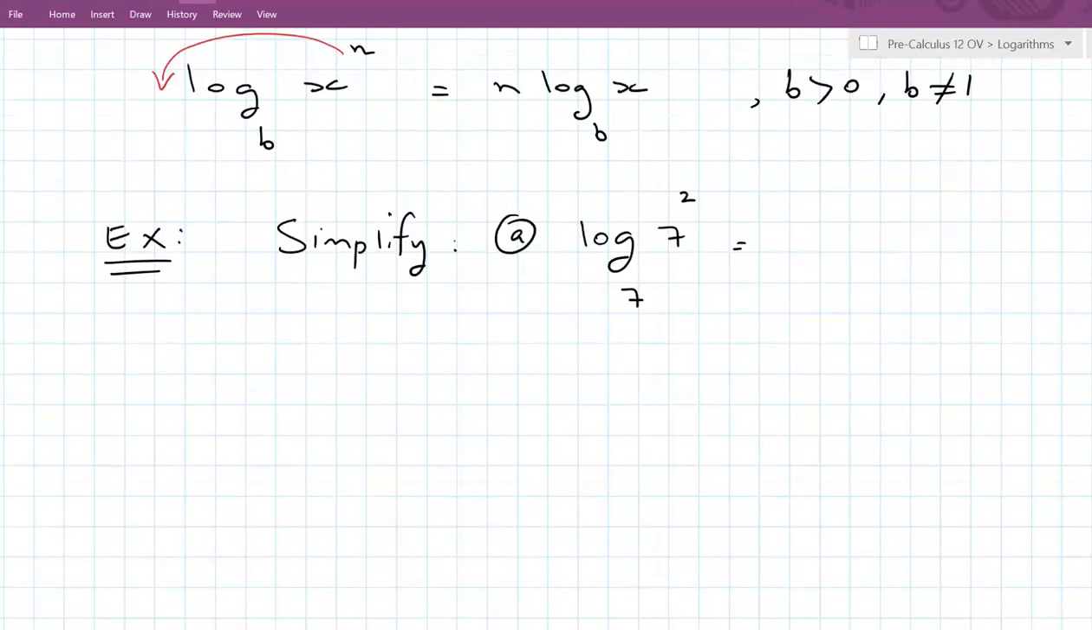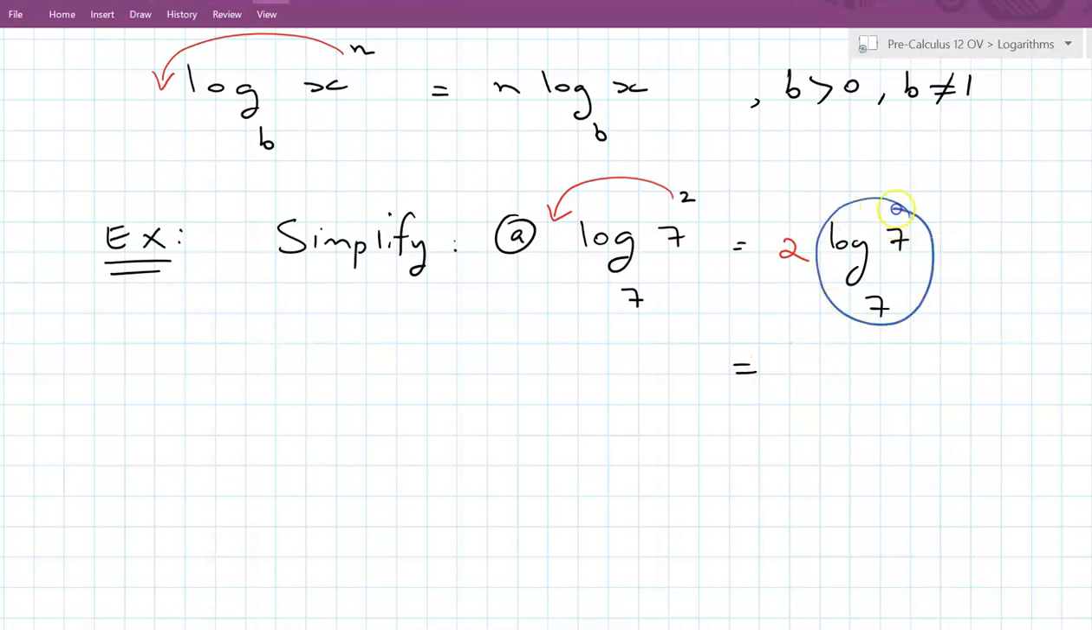Let me give you an example. All right, log of 7 squared base 7, what is that equal to? Based on the power law, we're going to bring the 2 to the front. So it becomes 2 times log of 7 base 7, but we know that log of 7 base 7 is 1. So 2 times 1 is 2.